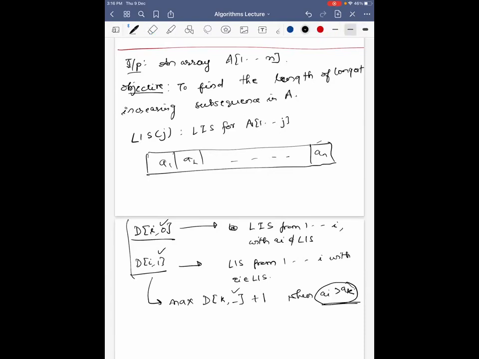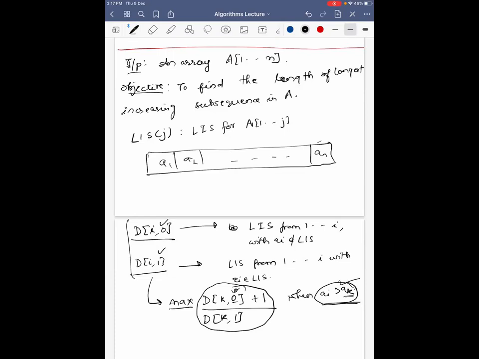You would then basically have to again take a maximum over here, because you have two possibilities. Your LCS could either contain AK or not. Then you'll have to take a maximum within the maximum. The inner maximum would be within these two, and then for every AK for which this condition is satisfied, you'll have to take the outer maximum.